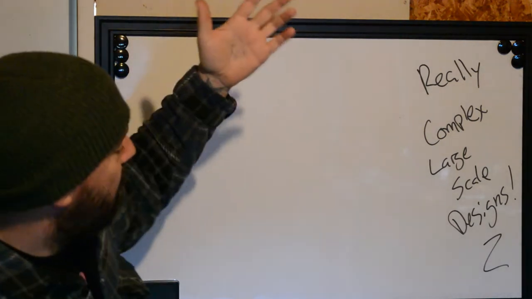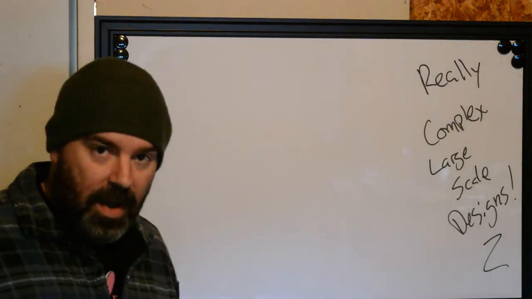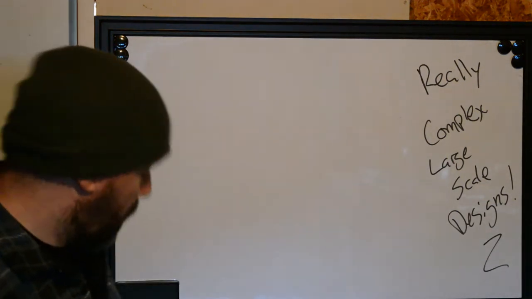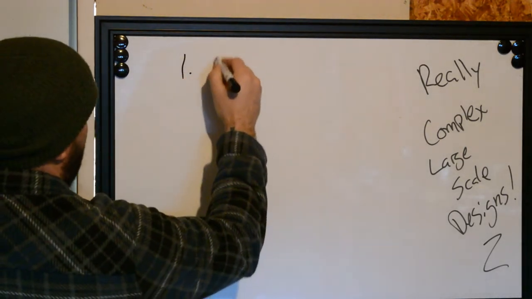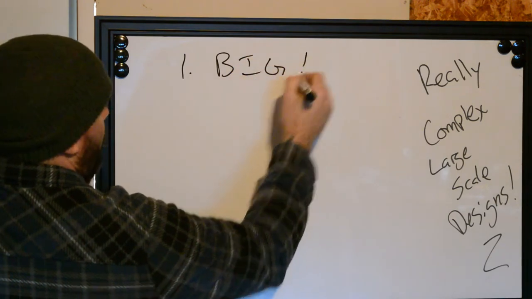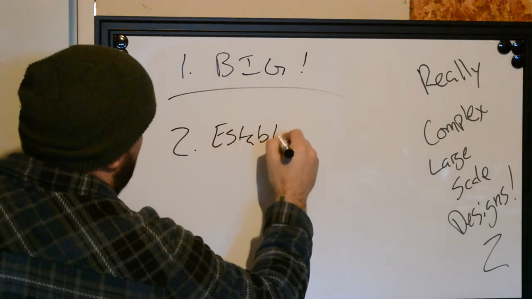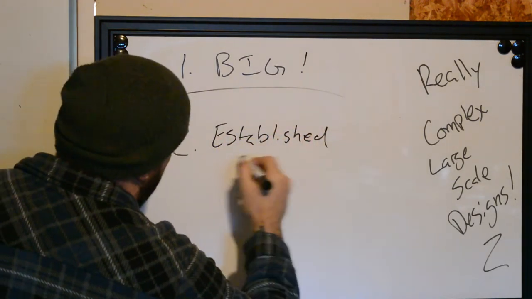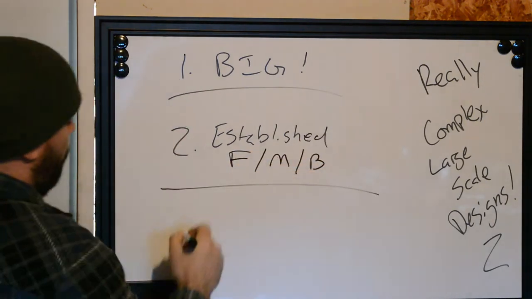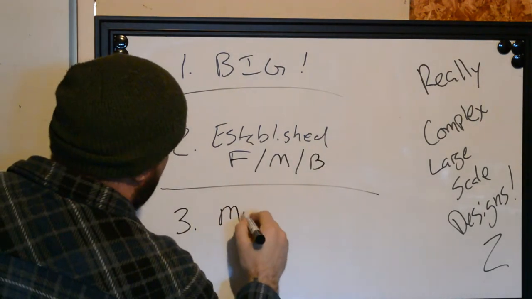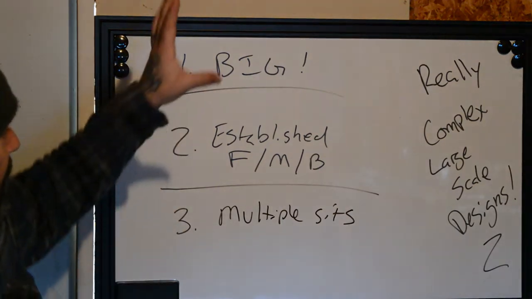But realistically, when we're thinking about complex designs, what we're thinking about is not just the artwork that's been created, but actually the process and how we apply it, right? Complex design is going to consist of three things. One, especially if it's large, it's got to be big. Number two, it's going to have an established foreground, midground, and background. And three, it's going to require multiple sets. Okay, so this is a complex design.